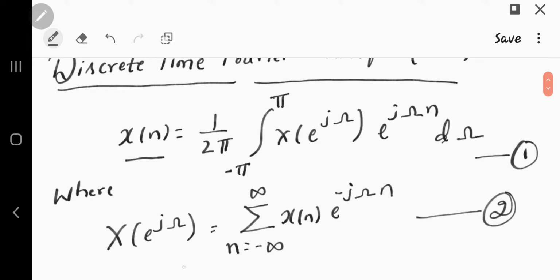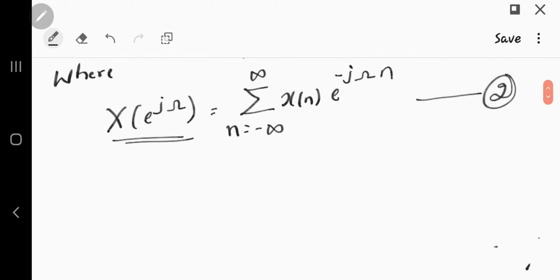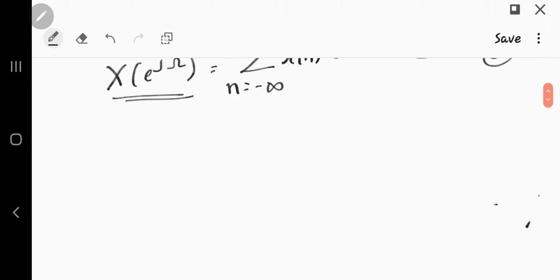Now what is this X of e power j omega? This is nothing but the discrete time Fourier transform of a signal x of n, which is represented in the frequency domain. As in the previous case, here also the first equation, equation 1, is the synthesis equation, and equation 2 is the analysis equation.